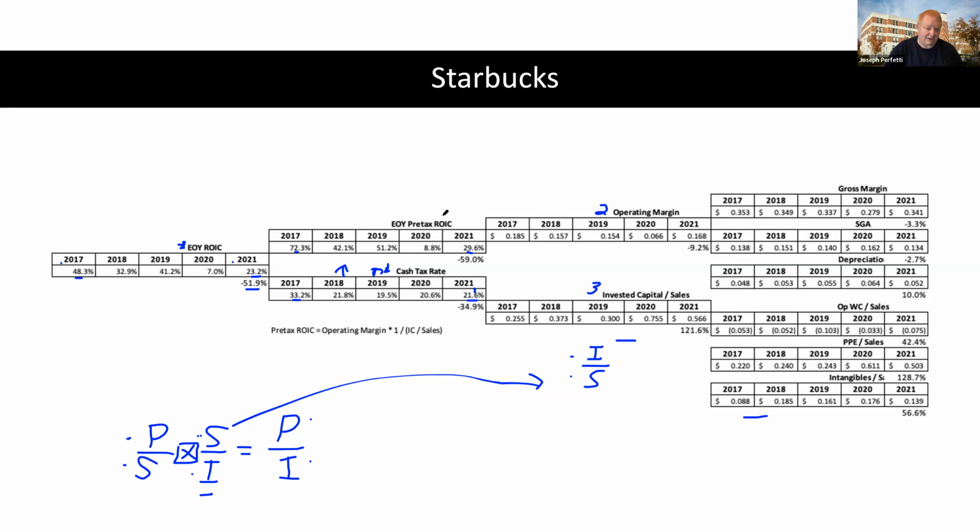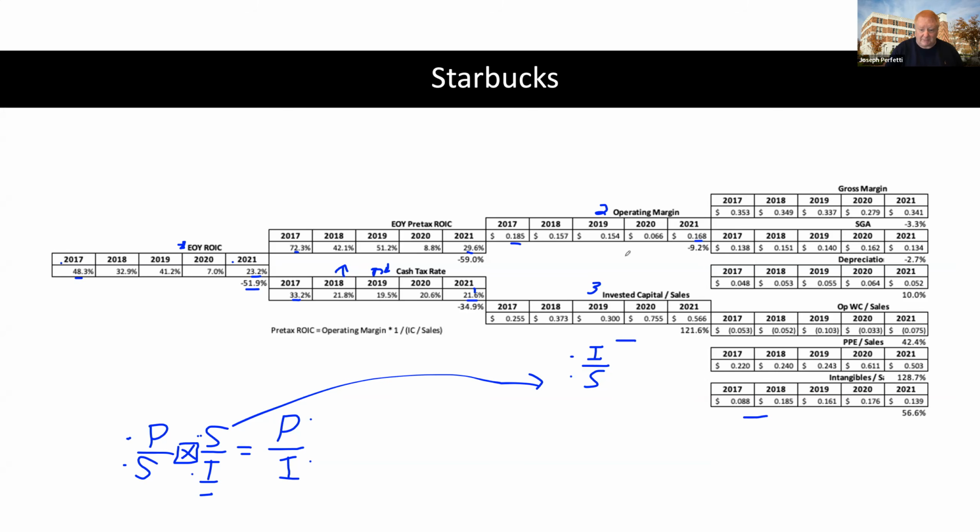Again, reminding ourselves, pre-tax ROIC went from 72.3 to 29.6. Why? Well, operating margin went from 18.5 cents to 16.8 cents over that 5 years. That was a 9.2% drop in operating or EBIT margin, EBIT divided by sales, right? So Starbucks makes less every time they sell a cup of coffee. Specifically, they're making 1.7 cents per dollar less.